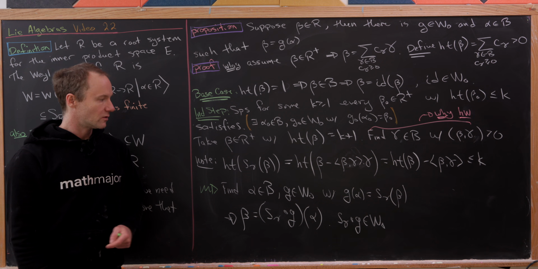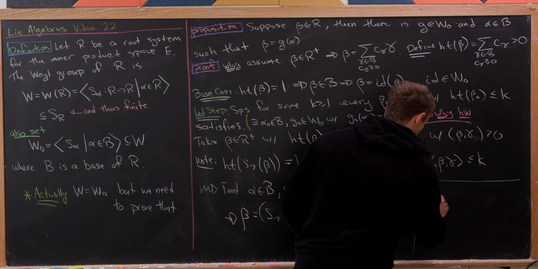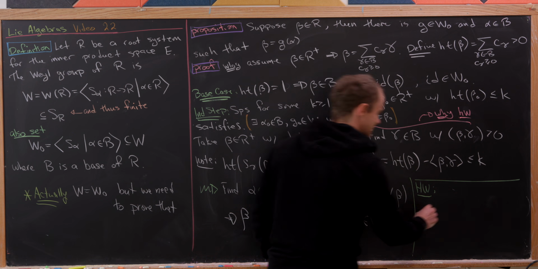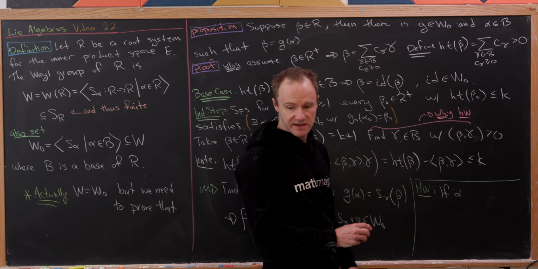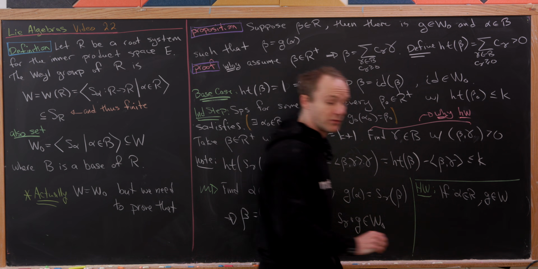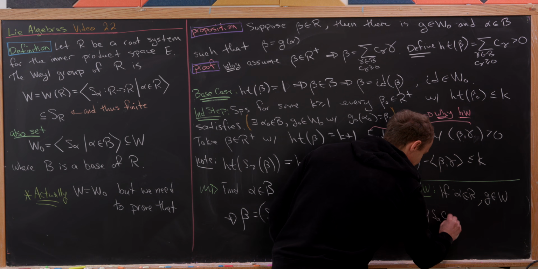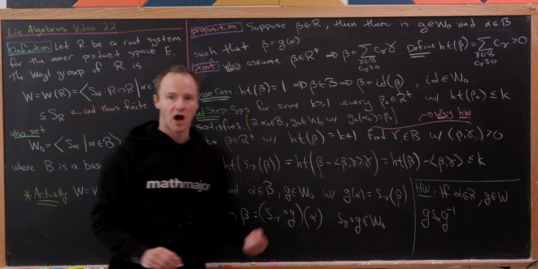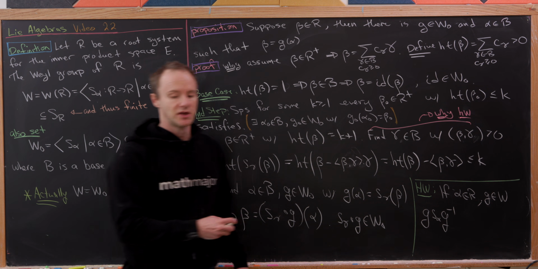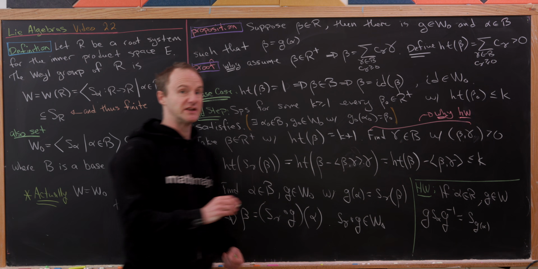Okay, so let's leave a related homework exercise on this board before we move on to our next result. And that is, if alpha is inside of R and G is inside of W, then in fact G composed with S alpha composed with G inverse, so in other words, if you conjugate the reflection S alpha with G, you're going to get the reflection in the hyperplane G alpha.